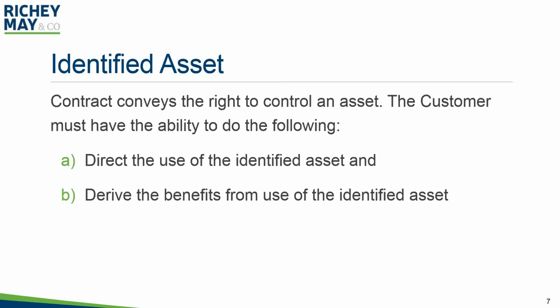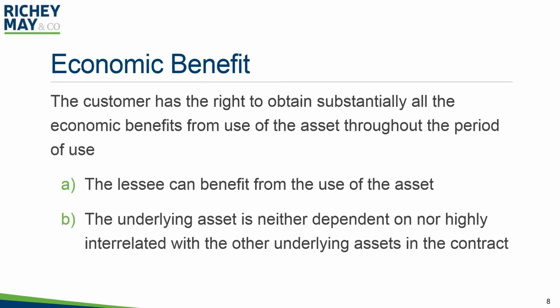How they're identifying an identified asset is the customer must have both the ability to direct the use of the assets, not only directing the use, but also deriving the benefits directly from the use of that asset. The economic benefit, specifically the lessee can benefit from the use of the asset, and the underlying asset is neither dependent or highly interrelated with other underlying assets of the contract. So for most of our clients, it's going to be equipment, leases, rent on branches, stuff like that.